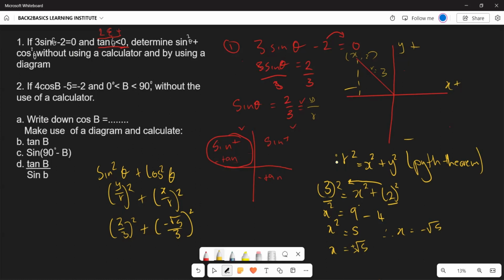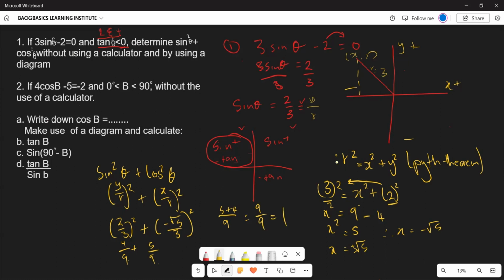Look, this is going to be 2 squared over 3 squared, which is 4 over 9, plus the other one, which is negative root 5 squared. It's going to be 5 over 9, right? And you have denominators that are the same. So this is over 9, which is 4 plus 5, which gives you 9 over 9, which is going to be 1 as your solution.